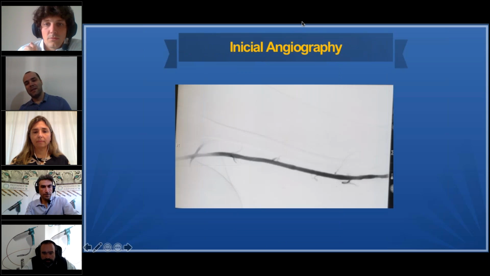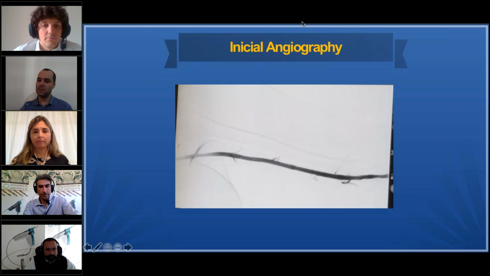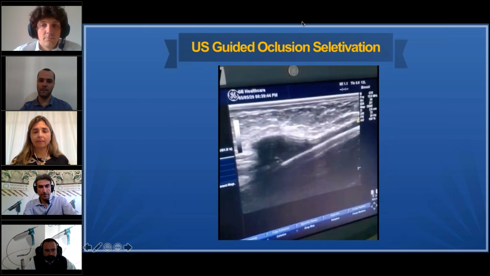This image is very interesting because you just see the artery. This is like a graft, a brachial-axillary graft. You just see the artery. That's the important thing about the ultrasound guidance, because you don't see the occluded place and the anastomosis with just the angiography.